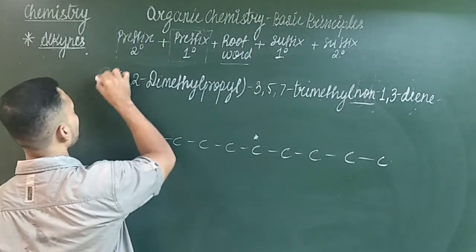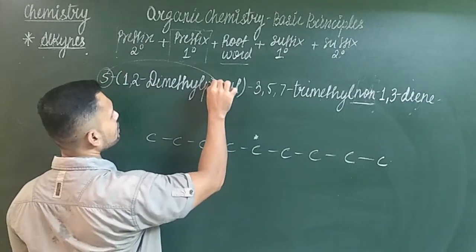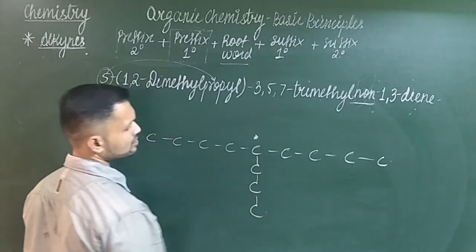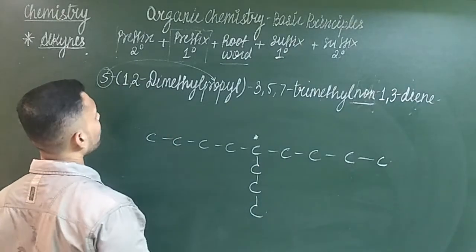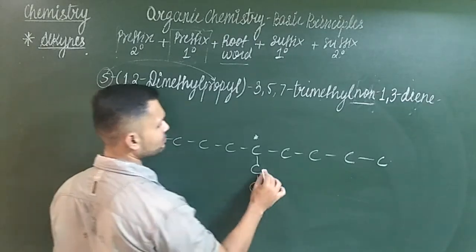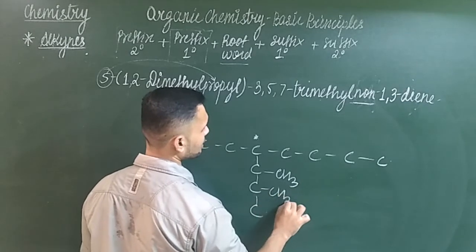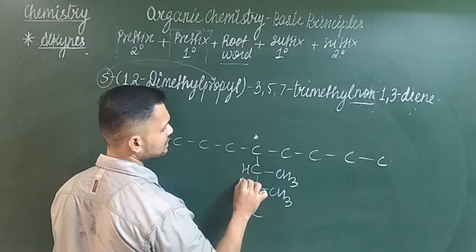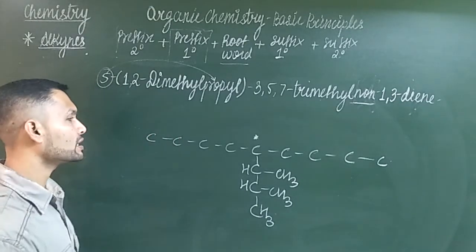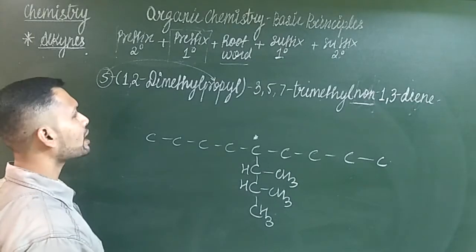This is the substituted branch at 5: 1, 2, 3, 4, 5. Look at the last word. This is propyl. So 1, 2 and this is 3. In this case this is propyl, and 1 and 2 have methyl groups. So this is the first, this is the second, and fill the remaining valencies with hydrogen to complete its tetravalency. So this is 1,2-dimethylpropyl.